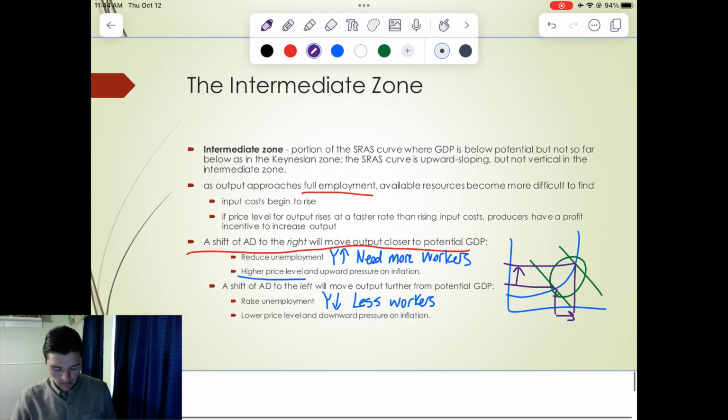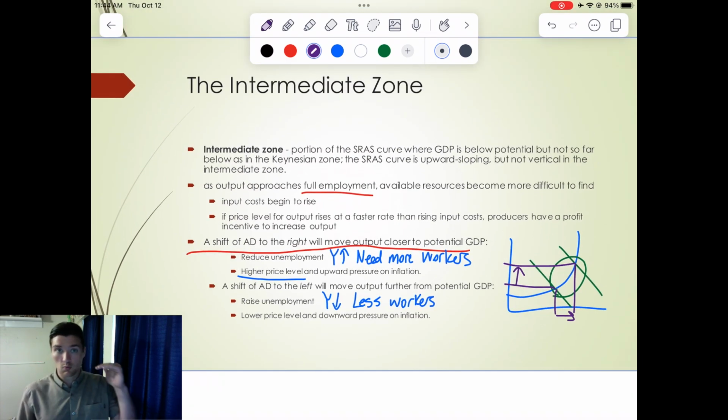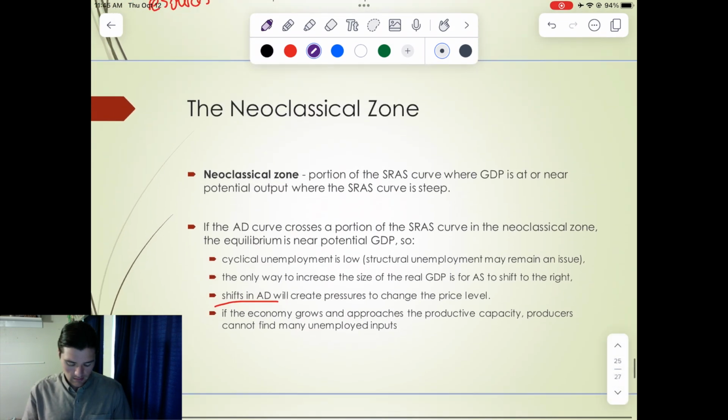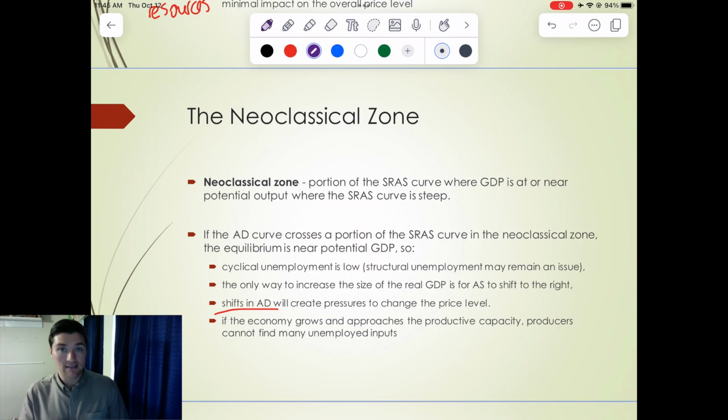So the main things I want you to know is in the intermediate zone, this is where we're starting to increase. The Keynesian zone is where we're horizontal, and the neoclassical is where we're on the vertical. The neoclassical is basically saying, like, hey, you're generally going to be hanging out in this region here. Okay. So that is the end of aggregate demand and aggregate supply.